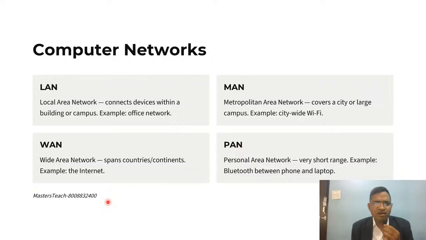Okay, WAN is the internet, whereas PAN is by using the desktops. No, sorry, Bluetooth, something like that.